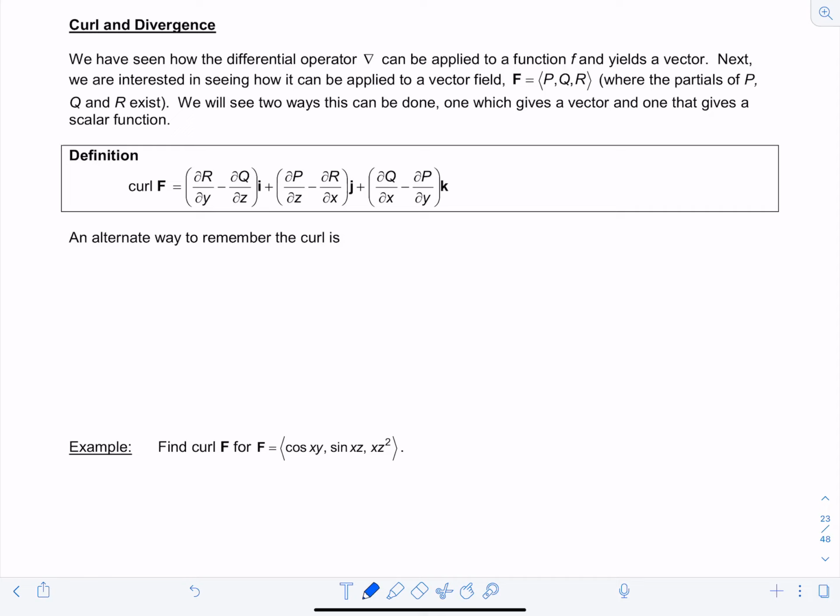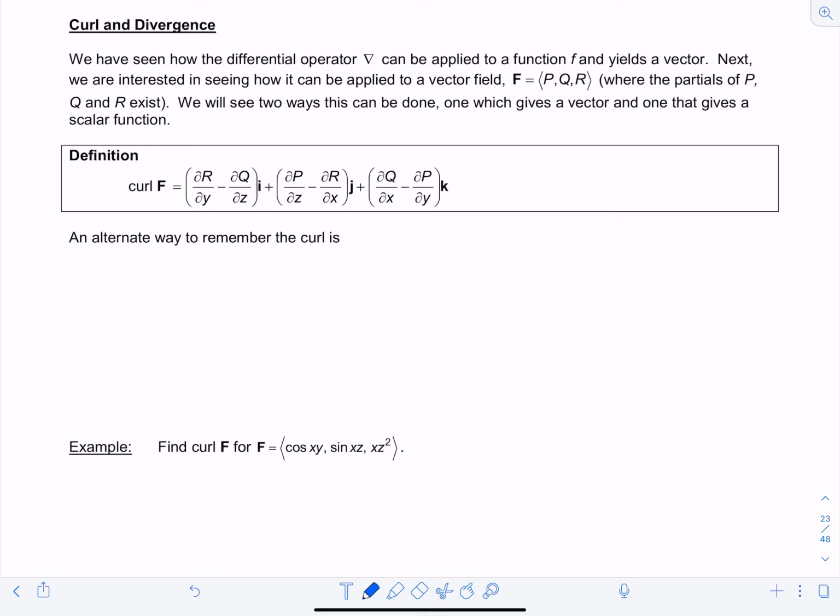Video lecture number 31 on curl and divergence. Now we've seen how the differential operator del can be applied to a function f and it yields a vector. Next, we're interested in seeing how it can be applied to a vector field F, which has components P, Q, and R, and the partials of P, Q, and R must exist. We're going to see two ways in which this can be done. One way yields a vector, and the other way gives us a scalar function.